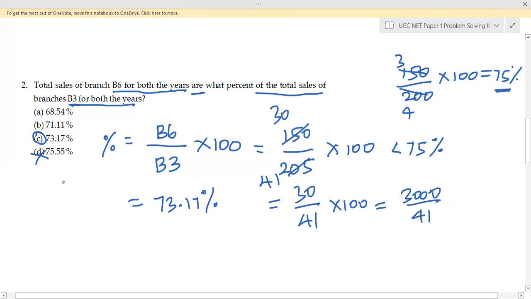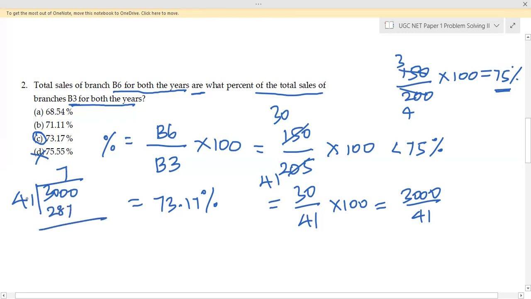So let me just divide 3000 by 41. I have enough space here. So 3000 by 41. I think I can go for 7 times. So 41 sevens are 287, right?